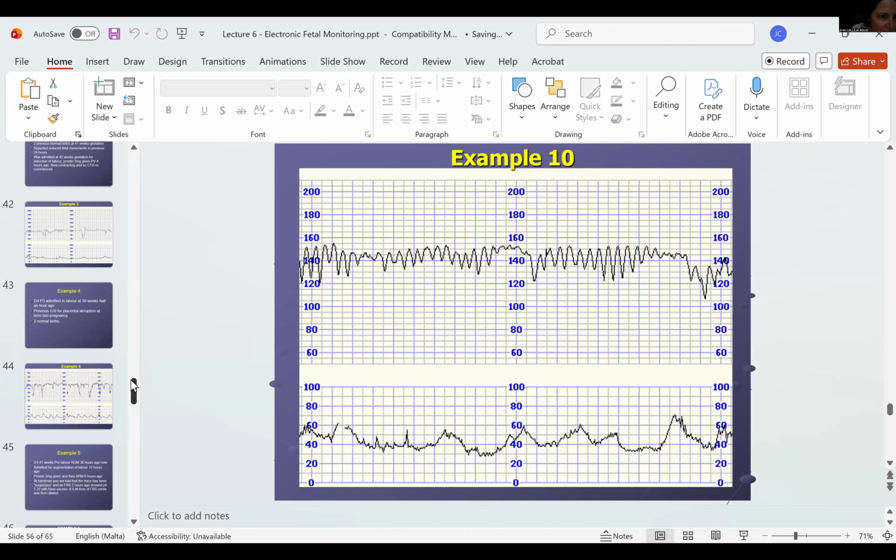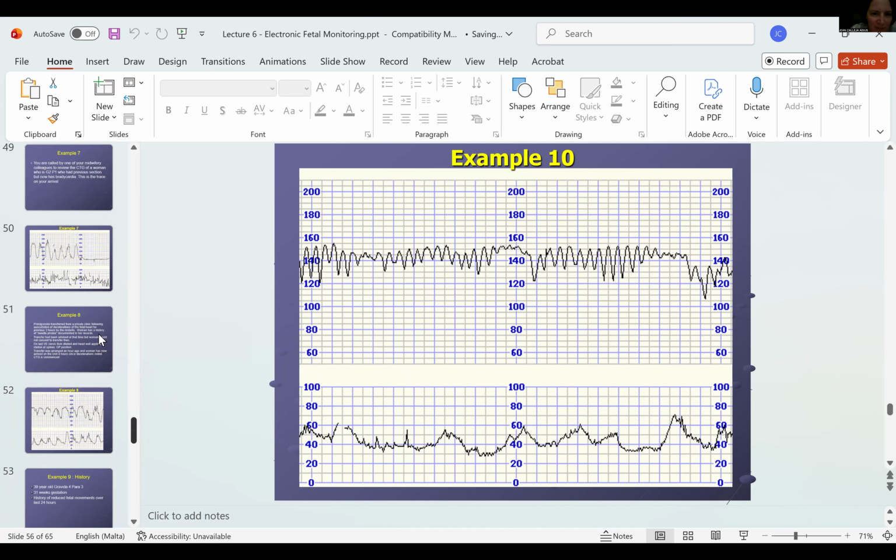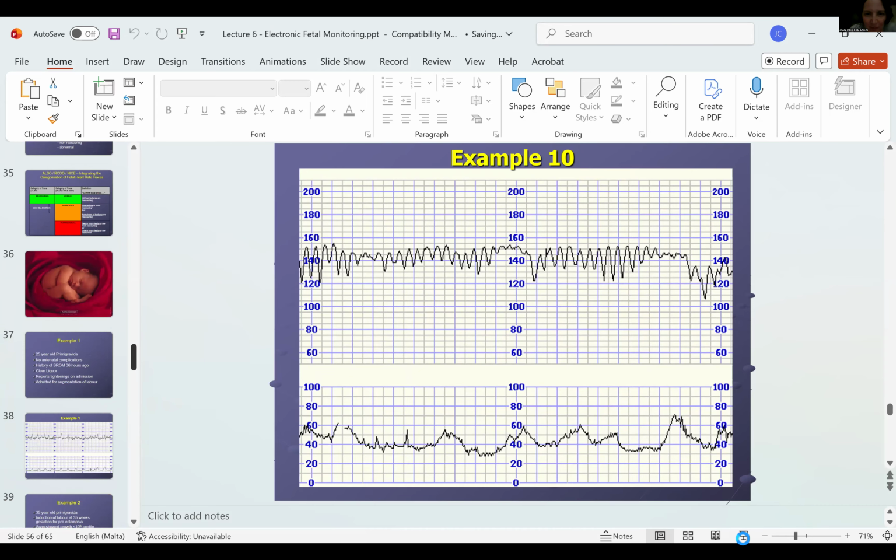I can't find it now. Let's just go through them quickly. I can't find it. I'm sure there was one. I remember one. Yes. So let me just share the screen so we can check them out together.